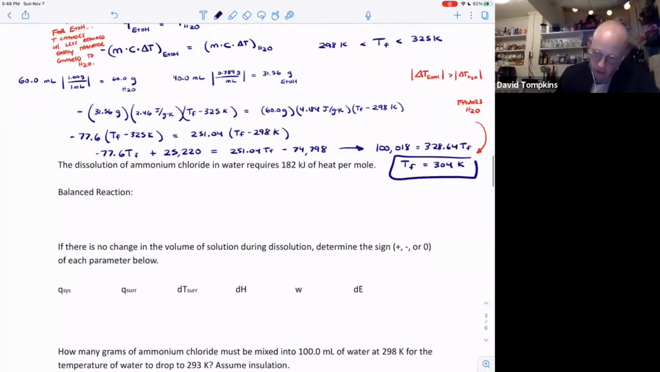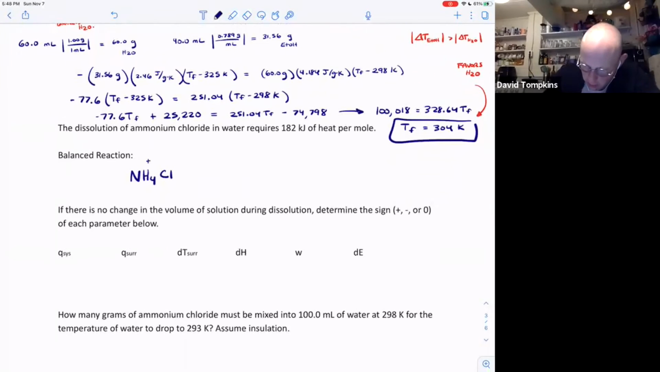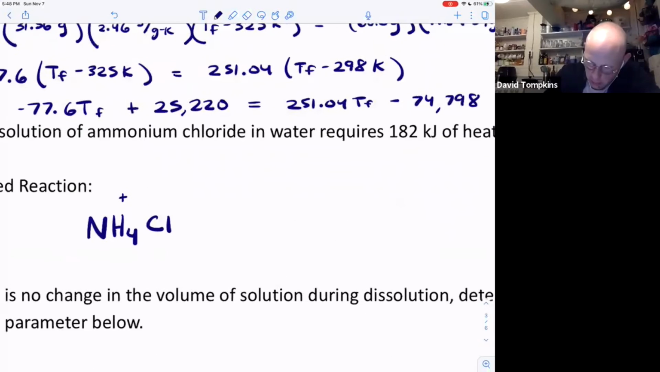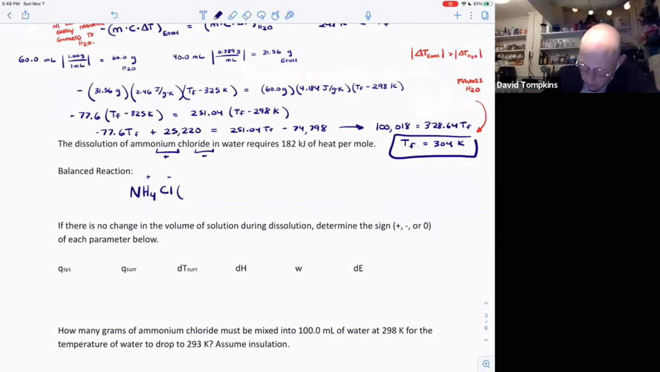So an unrelated question. This is separate. Ammonium chloride. Remember that ammonium chloride is NH4Cl. There's a cation, ammonium. Remember that EM refers to positive charge. IDE refers to negative charge. Chloride. So that's a solid.